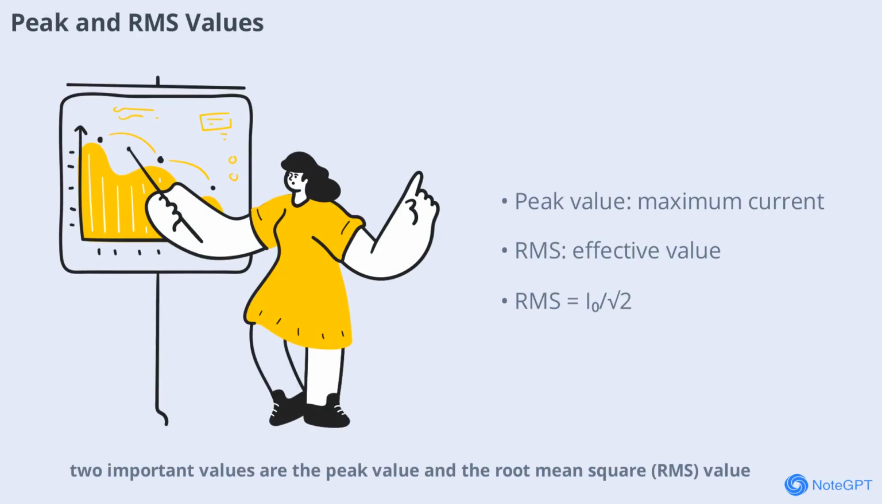For AC, two important values are the peak value and the root mean square, or RMS, value. The peak value I0 is the maximum current reached during a cycle. The RMS value, on the other hand, is a kind of average that gives the equivalent value of DC current that would produce the same heating effect. For a sine wave, the RMS value is I0 divided by the square root of 2. These values are essential for calculating power and understanding the effectiveness of AC in practical circuits.